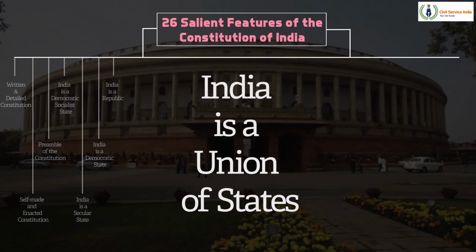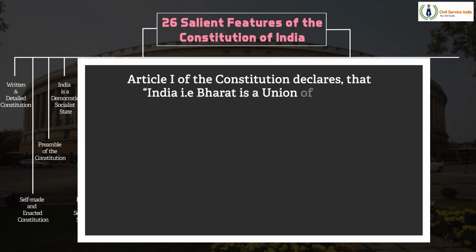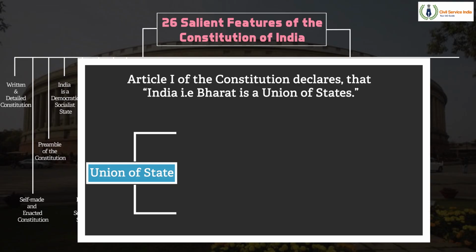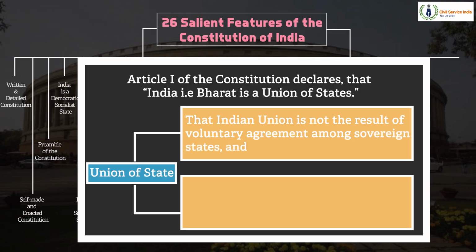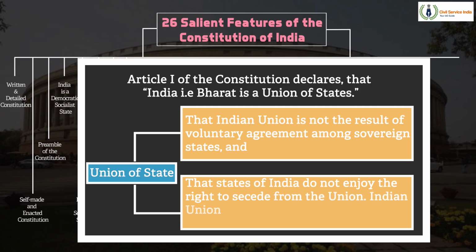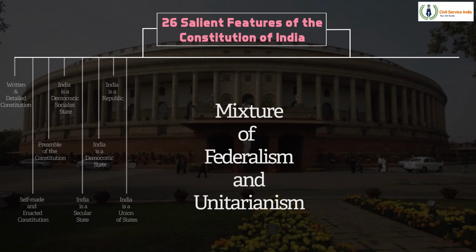India is a union of states. Article 1 of the Constitution declares that India, that is Bharat, is a union of states. The term union of states shows two important facts: that the Indian Union is not the result of voluntary agreement among sovereign states, and that the states of India do not enjoy the right to secede from the Union. The Indian Union now has 28 states and 8 union territories. Mixture of Federalism and Unitarianism.